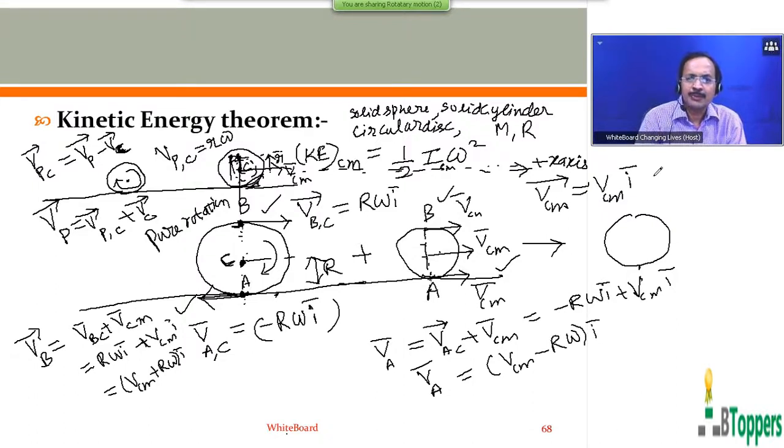Suppose you consider three possibilities. If the translational velocity of center of mass is more than r omega, then V_cm minus r omega will be positive. Then the velocity of the bottommost point A, V_A bar, will be directed towards the right.